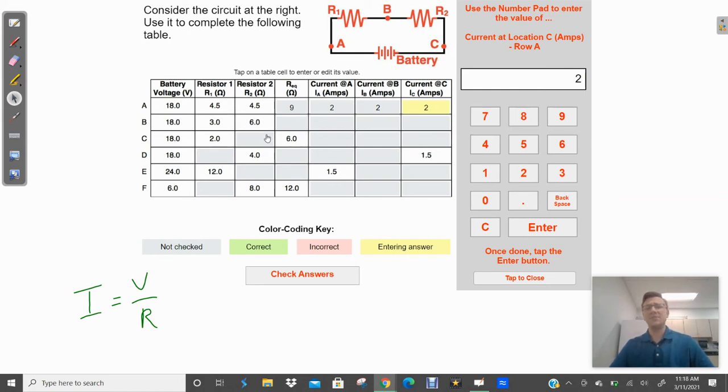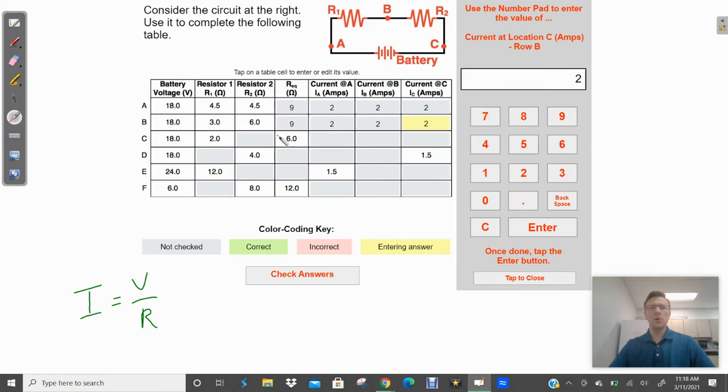Our second problem is very similar. We need to solve for the total resistance first, which is going to be adding resistor 1 and resistor 2 together. So 3 plus 6 is 9. So we have the same resistance in this circuit, and the same battery voltage. So when we do our calculation down here to get the current, we're going to take the battery voltage, which is 18 volts, and divide that by the total resistance, which is 9, and we're going to get a current of 2 amps, and that will be the current everywhere in the circuit.